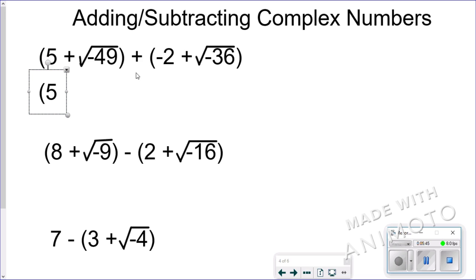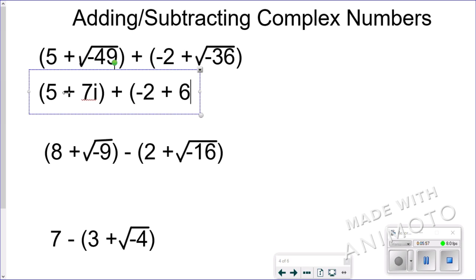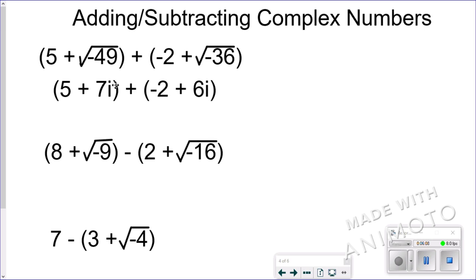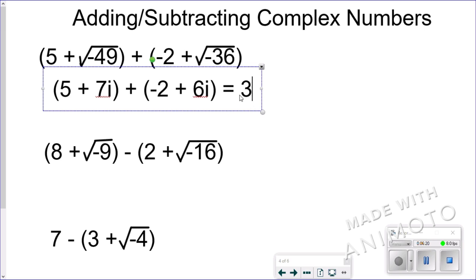So the square root of -49 will actually go to 5 plus 7i, and then we have -2 plus 6i. How I got that: take the i out, and then the square root of 49 is 7. Take the i out, square root of 36 is 6. And then it's really just a simplifying expression problem. Combine your like terms. So 5 and -2 are like terms. So this is going to equal 3, and then 7i plus 6i is 13i. So there's your answer, 3 plus 13i.